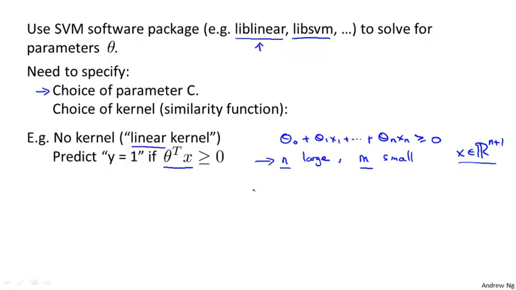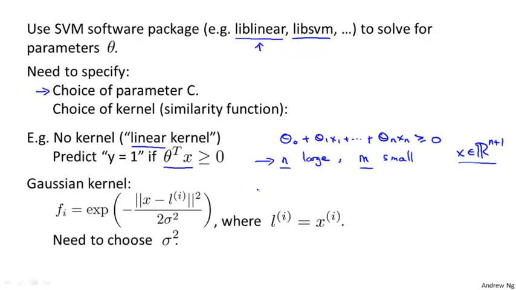A second choice for the kernel that you might make is the Gaussian kernel, which is what we had previously. If you do this, then the other choice you need to make is the parameter sigma squared. We also talked a little bit about the bias variance trade-offs: if sigma squared is large, then you tend to have a higher bias, lower variance classifier, but if sigma squared is small, then you have a higher variance, lower bias classifier.